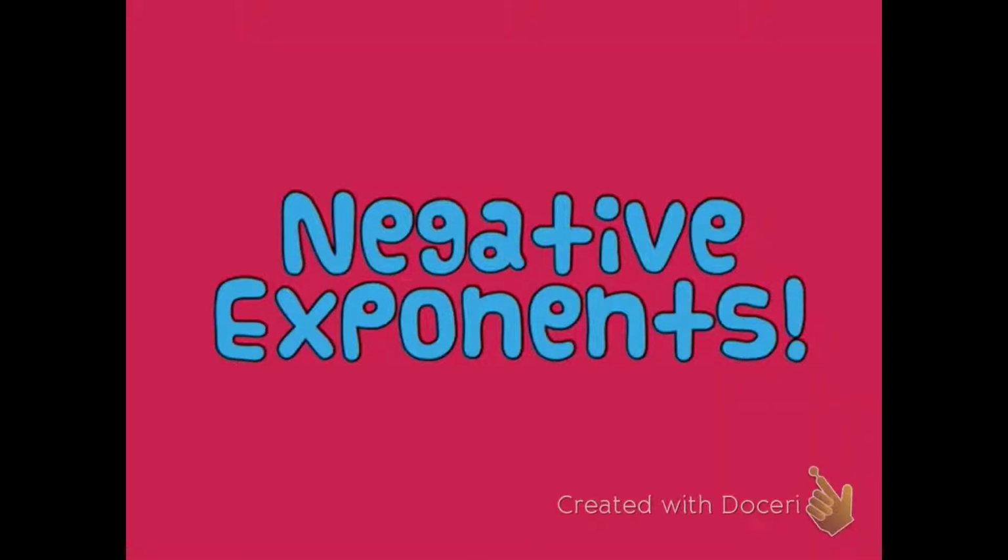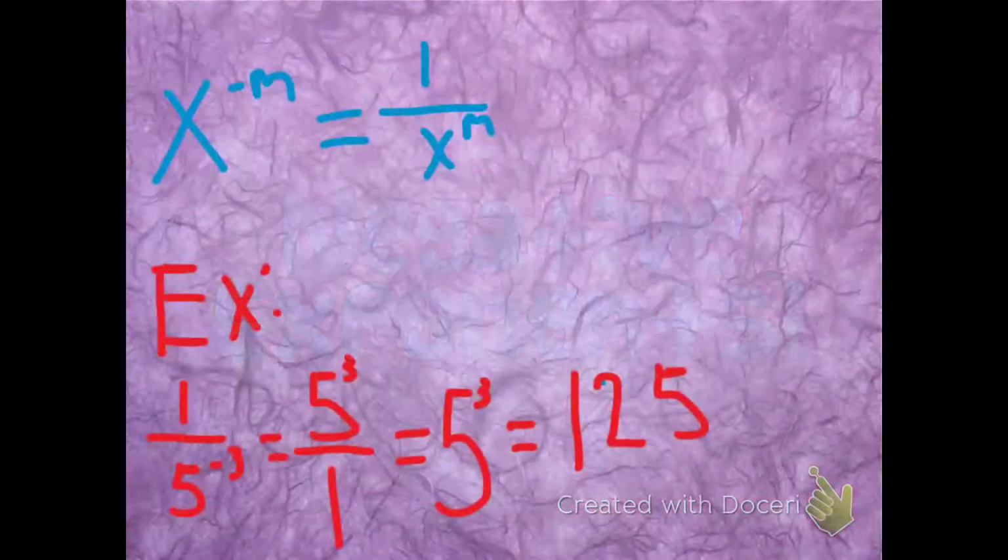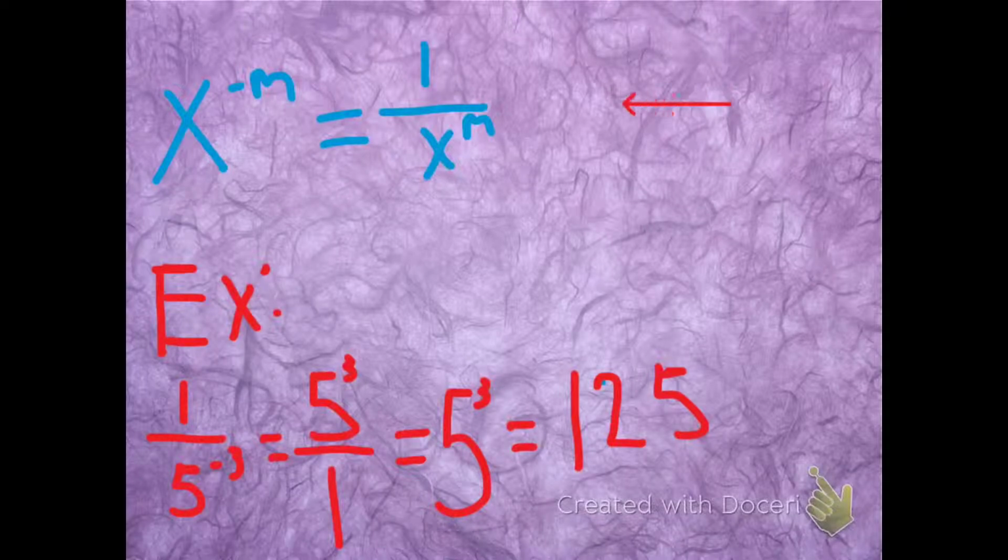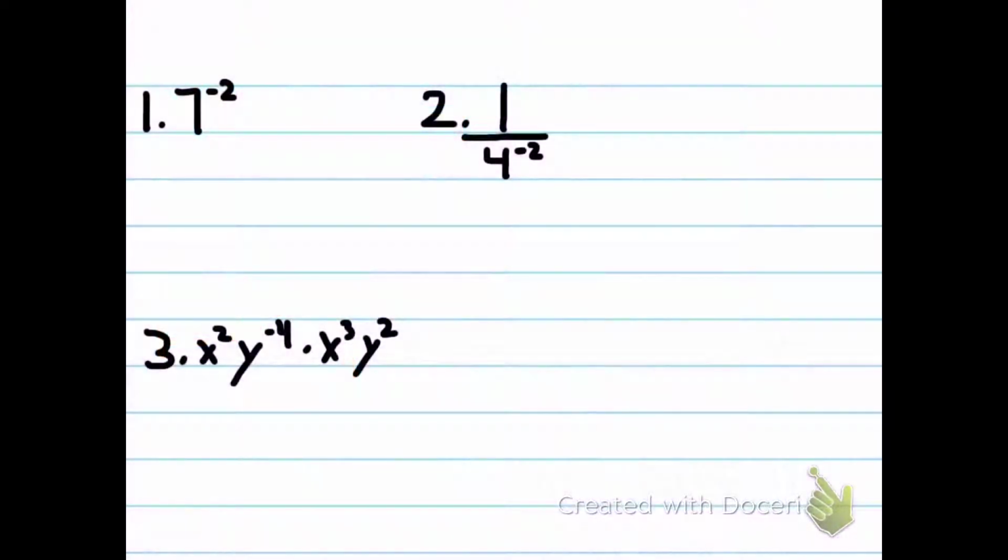Hey guys, so I am back with another exponent law video, and in this video we're going to learn how to solve negative exponents. So here we go. The basic formula is right here, and then this is the example. Basically we have to flip the negative exponent to the other side to make it a positive, but this will make more sense once we do problems.